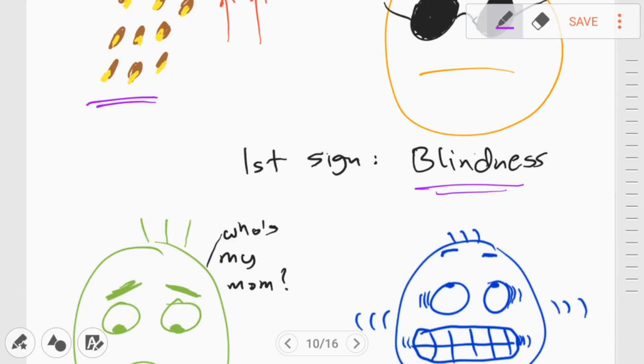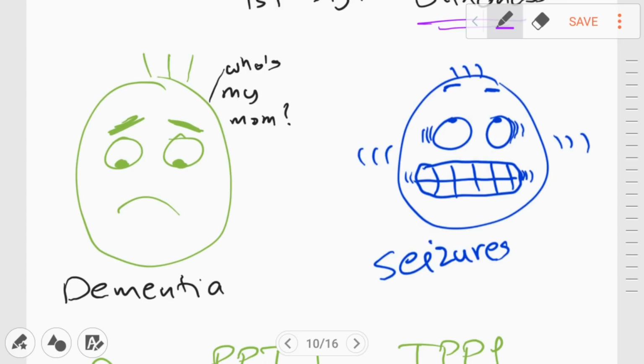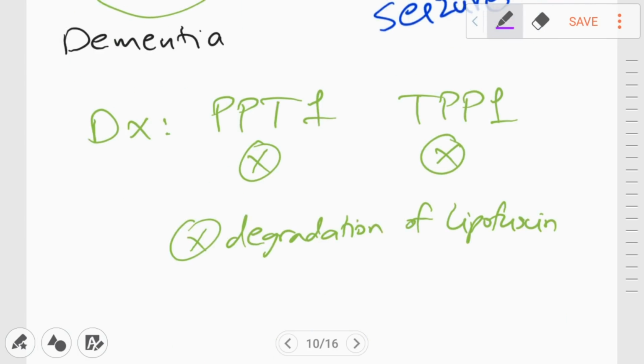Other features that we can have with this is something called progressive dementia. The patient has memory loss. Another feature which we can have in lipofuscinosis is seizures as well. And how do we diagnose this illness? On diagnosis, there are two enzymes which are usually problematic. The first is PPT1 and the second is TPP1. You must realize that both these enzymes are involved in the degradation of lipofuscin. So if you have a defect in these enzymes, you end up with decreased degradation of lipofuscin and increased accumulation of lipofuscin.